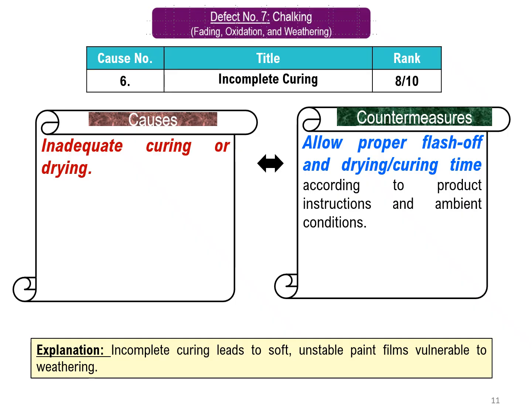The sixth important contributing factor is inadequate curing or drying. Incomplete curing leads to a soft, unstable paint film vulnerable to weathering. The recommended countermeasure for inadequate curing is to allow proper flash off time and drying, or what we say curing time, according to the product instructions and ambient conditions.